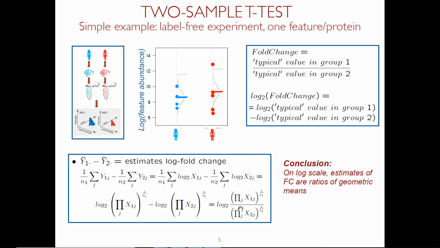However, if you really like to think in terms of ratios, what it really means is the log of the ratio of the representative abundances in each group, where representative is defined as the geometric mean of the intensities on the original scale. So that's just to kind of put it in perspective.